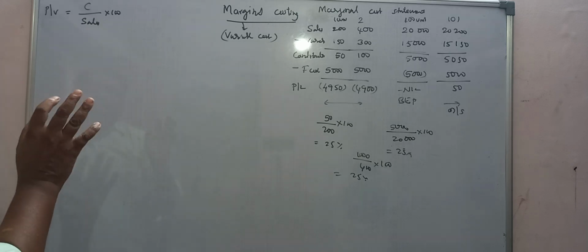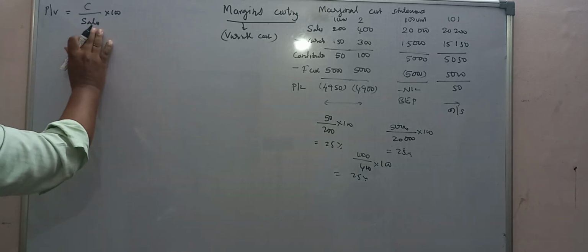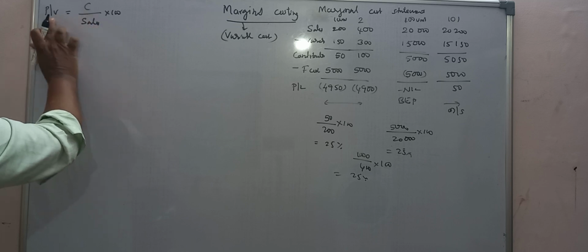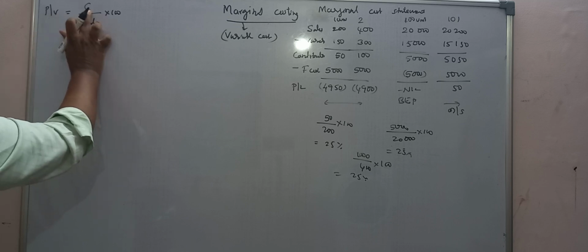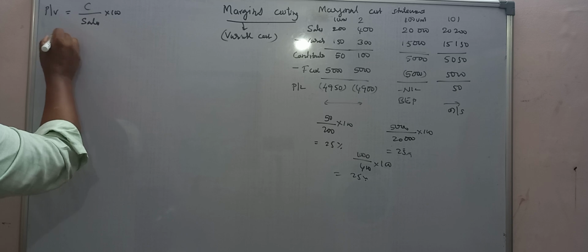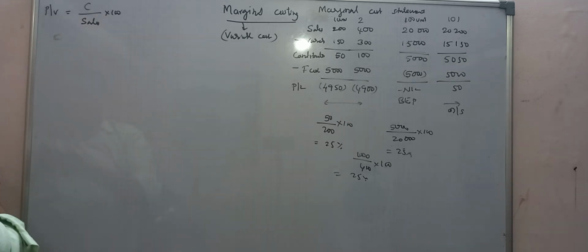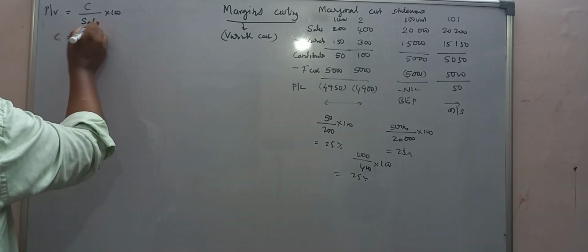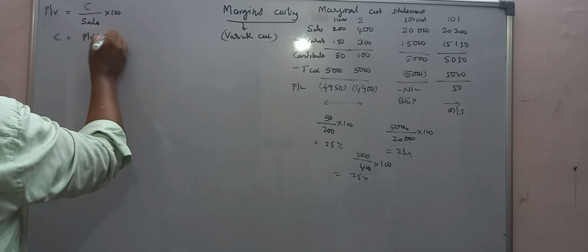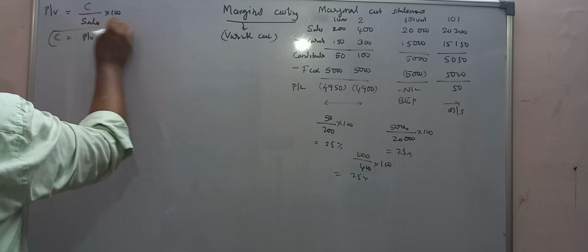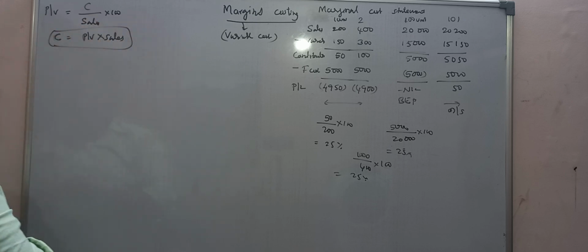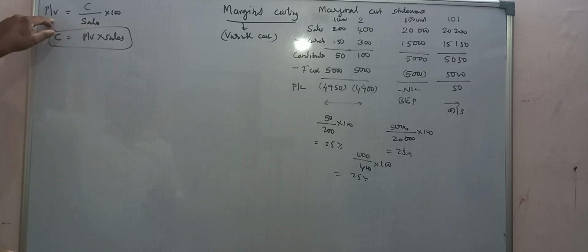To get PV, we can use this. If you know PV and you know sales, we can calculate contribution. How? Contribution equals PV into sales, right? This also we can use to calculate contribution. In this formula, PV into sales gives contribution.